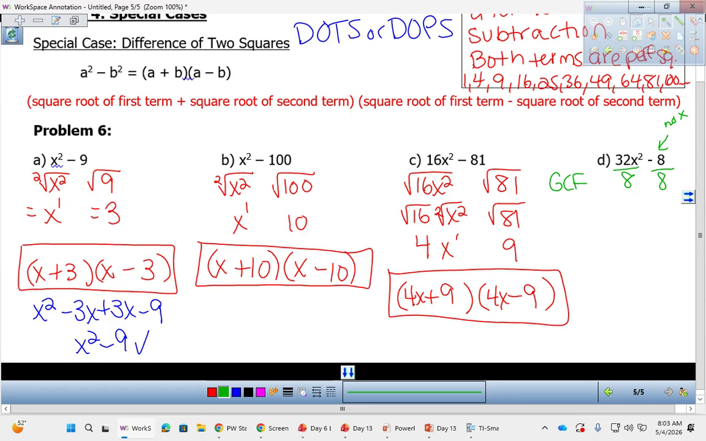32 divided by 8 is 4. That x squared stays. 8 divided by 8 is 1. Everybody okay so far? All right, where's the 8 go? It doesn't disappear. It's a GCF. Where's the GCF go? In front. In front. So, all right.